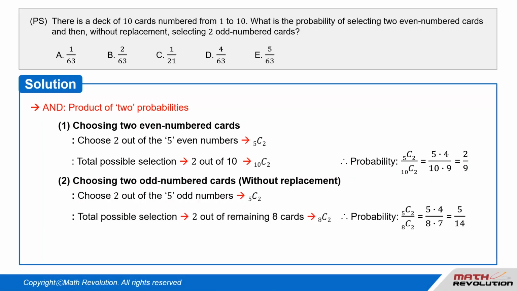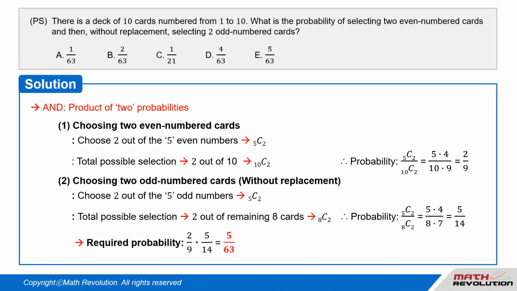Probability of choosing 2 odd-numbered cards without replacement. We can choose 2 out of the 5 odd numbers in 5 choose 2 ways, and the total possible selections will be choosing 2 out of the remaining 8 cards. Therefore, the probability is 5 choose 2 over 8 choose 2, which is equal to 5 times 4 over 8 times 7, which equals 5 over 14.